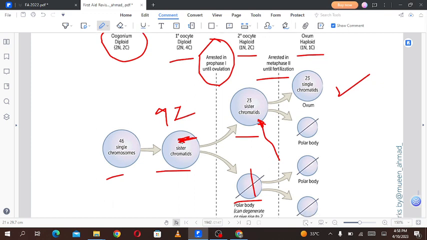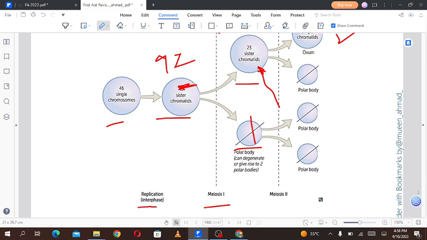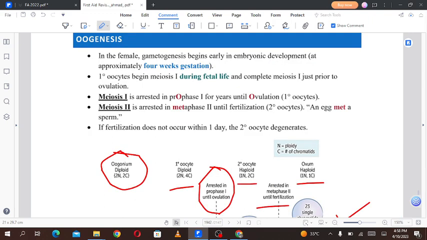Okay, so I hope it is clear now. So this is replication, then we have meiosis 1 and meiosis 2, and now let's read the text. In the female, gametogenesis begins early in the embryonic development at approximately 4 weeks of gestation. Primary oocytes begin meiosis 1 during the fetal life and complete meiosis 1 just prior to ovulation.